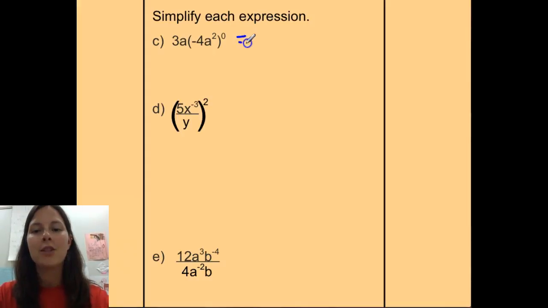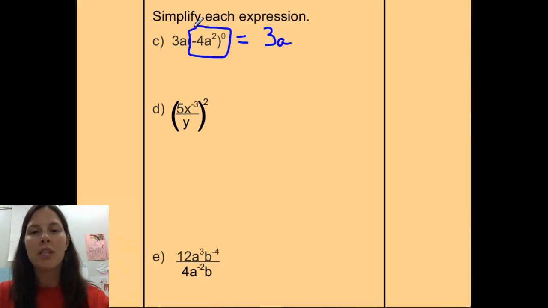Part C, anything to the 0 power is 1, so we're left with 3a. This entire expression equals 1. When we multiply 3a by 1, we get 3a.